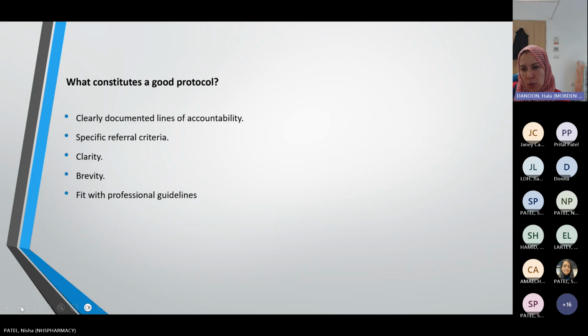So what constitutes a good protocol? It has to be clear. It has to have accountability. Who does what and when do they do it? When do they refer? When do they come and ask? It should be very clear in the protocol. It has to have specific referral criteria. It has to be clear. It has to be brief and fit with professional guidelines.